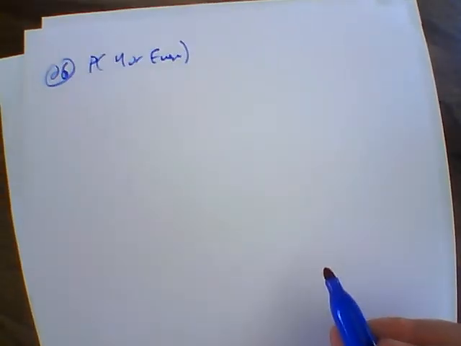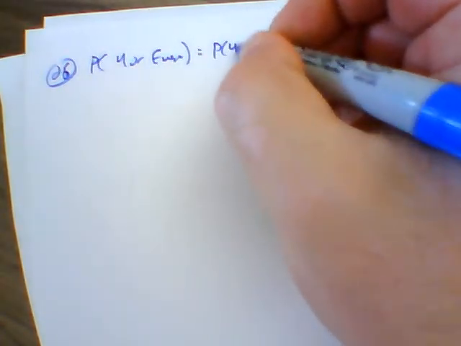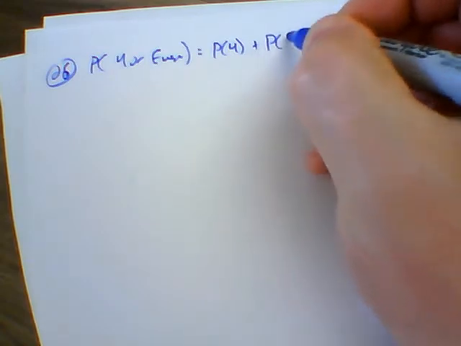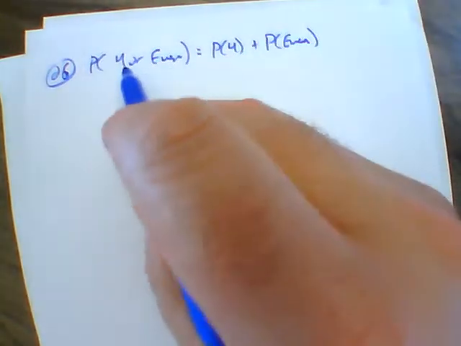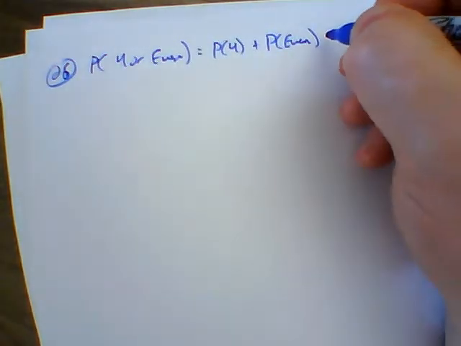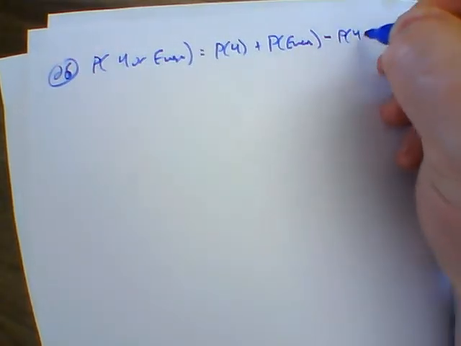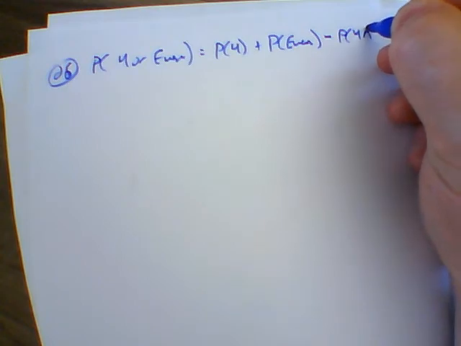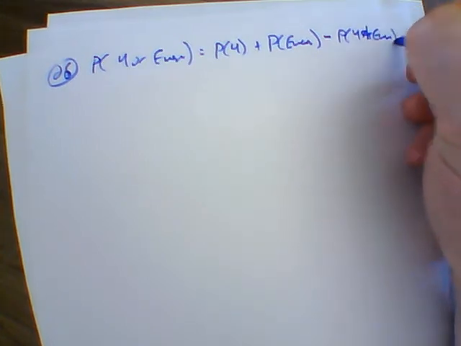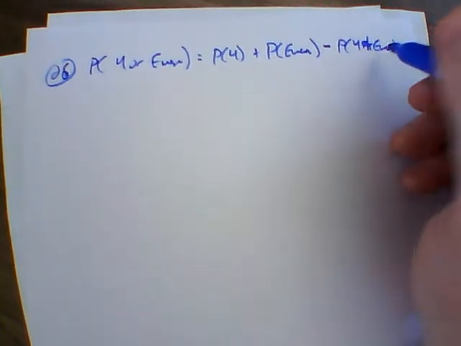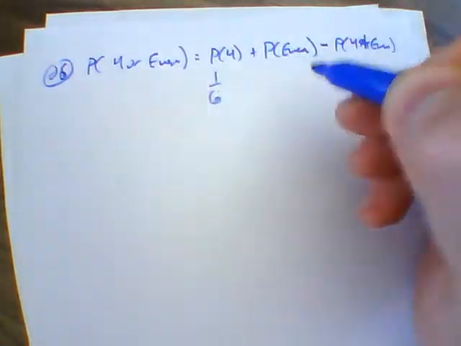Well, we could work with this common sense wise, or we could use our formulas. A couple different ways we can consider this. If we were to use our formula, we're looking at what's the probability of 4 plus the probability of even. Once again, the or is plus. But wait, 4 is also even, so we got to subtract off the probability that it's 4 and even. So probability of a 4 is 1 out of 6.